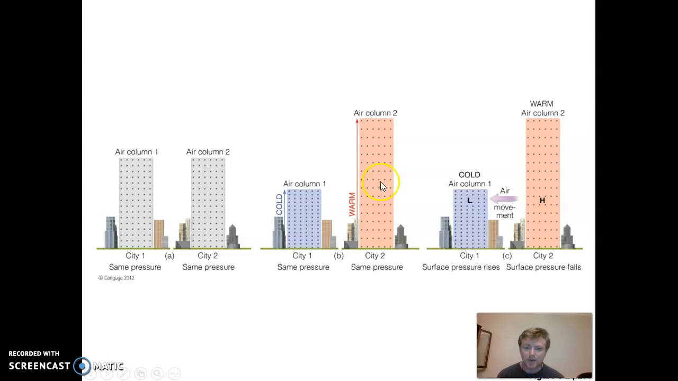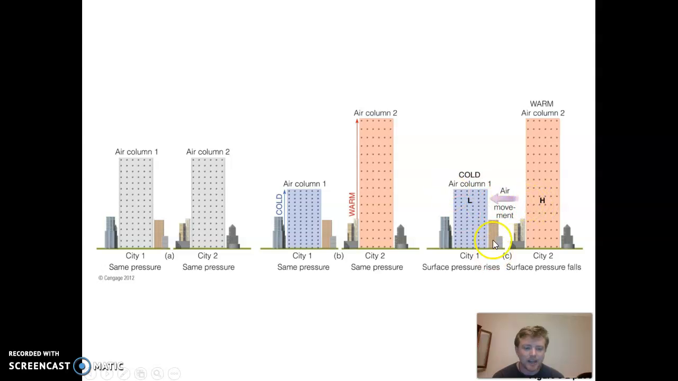And so you could almost say that the atmosphere is thicker above City 2, in terms of the distance from the bottom to the top, even though the density is less. I know there's a lot to digest there. The point is, as you move up, the pressure decreases more rapidly in the cold column.